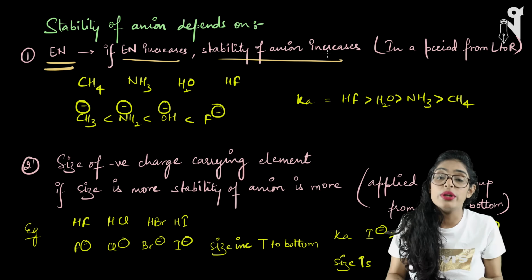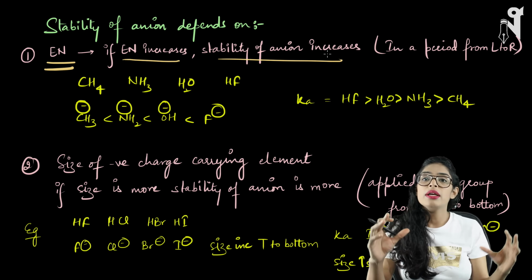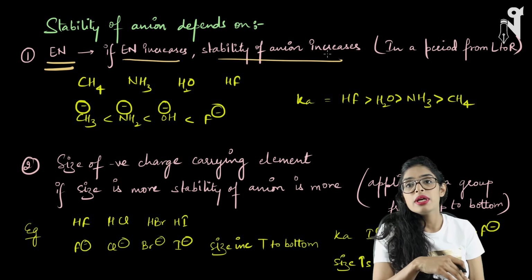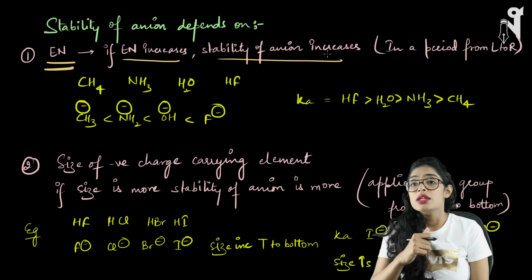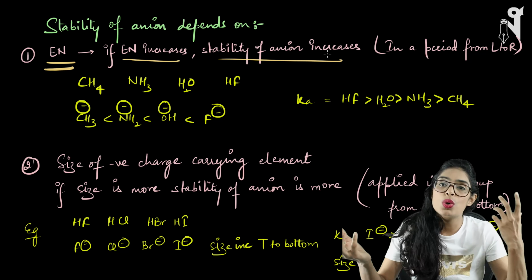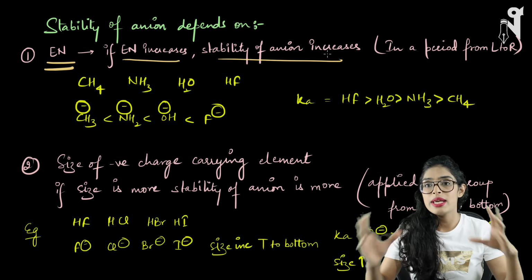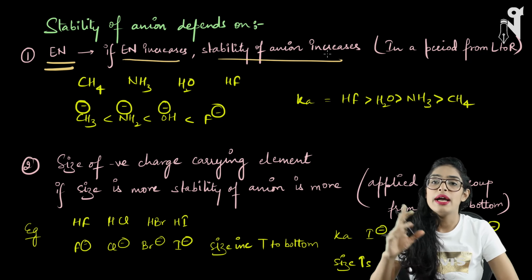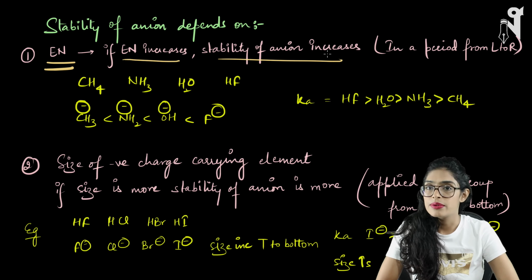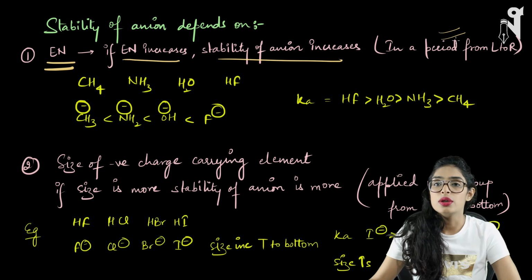Otherwise, if they go from top to down in the same group, then the rule differs. So when you're comparing elements in the same period that carry the negative charge, say one molecule has O minus and another has N minus, both atoms belong to the same period, and whichever atom has the higher electronegativity will make the more stable anion. So this rule fits only in the period, not in the group.